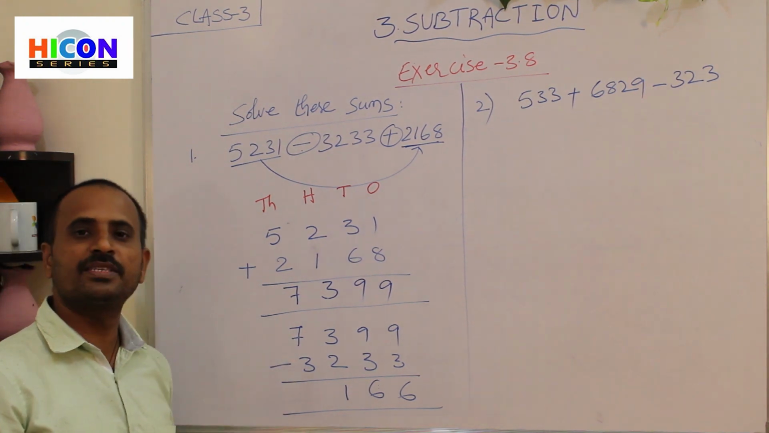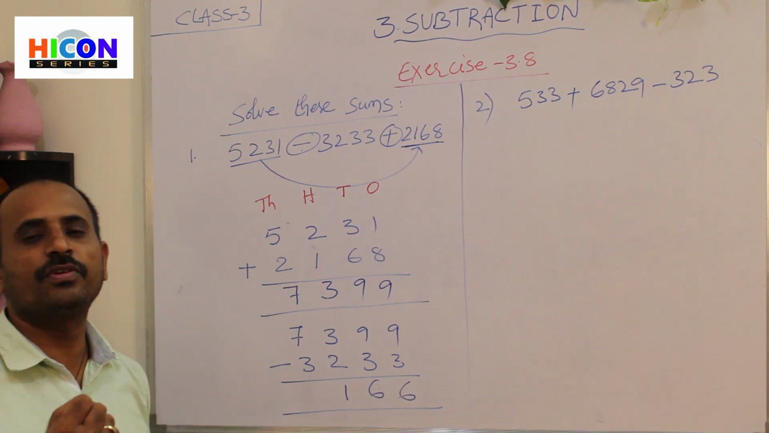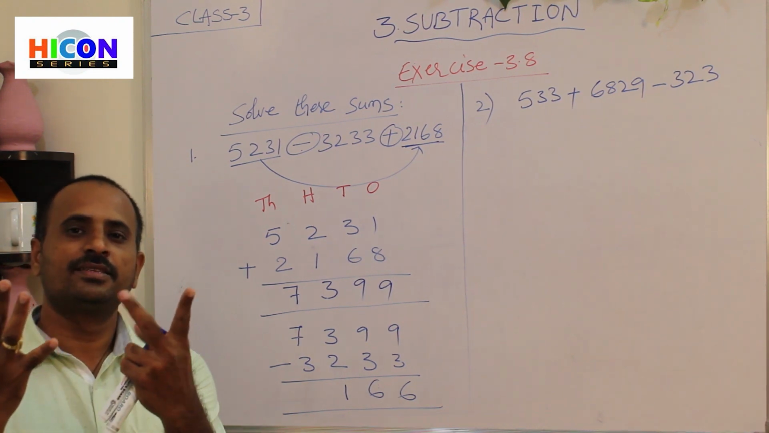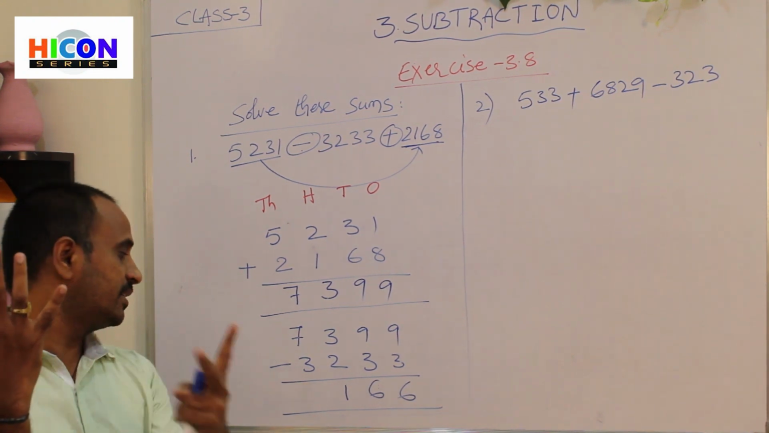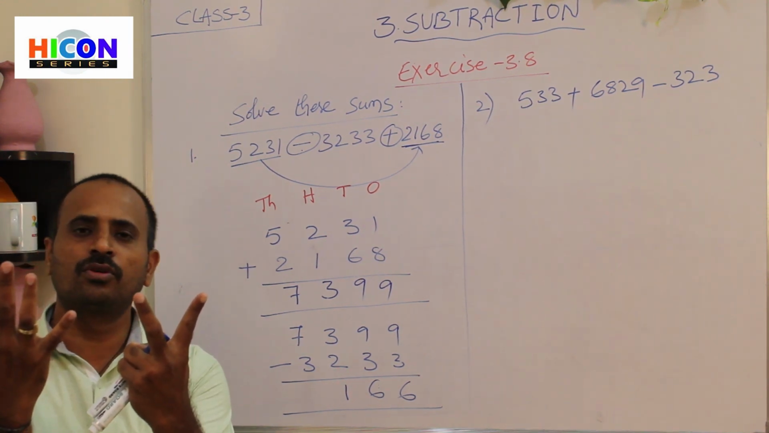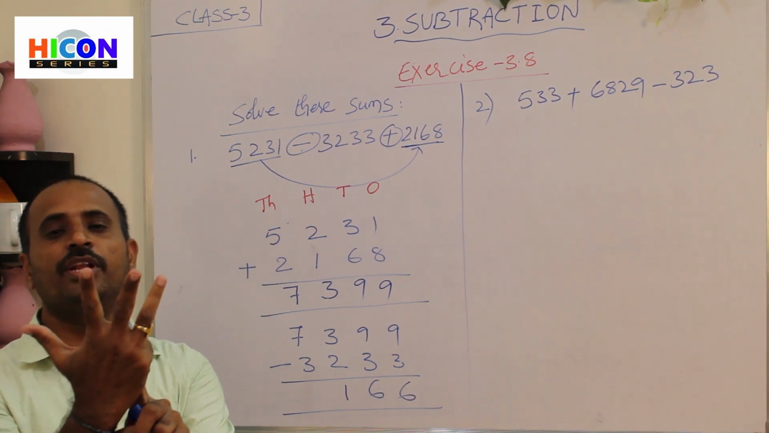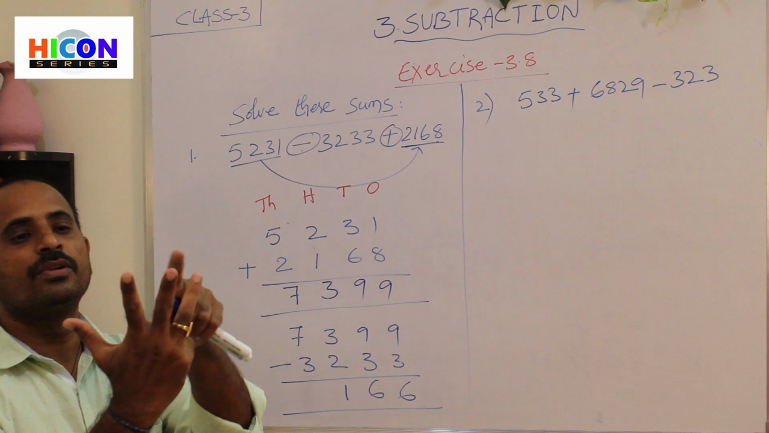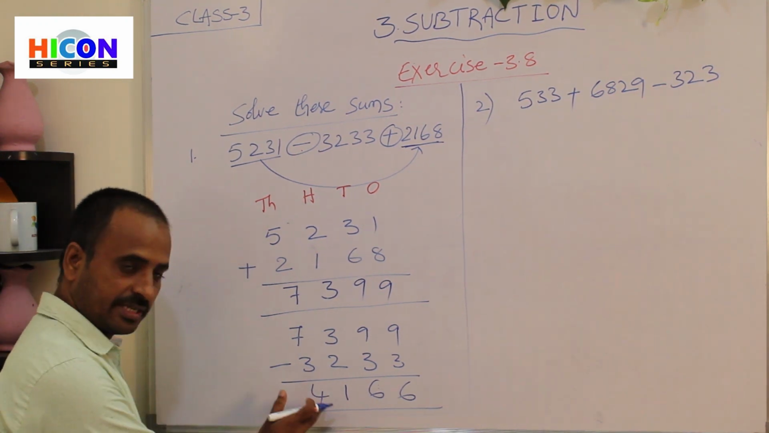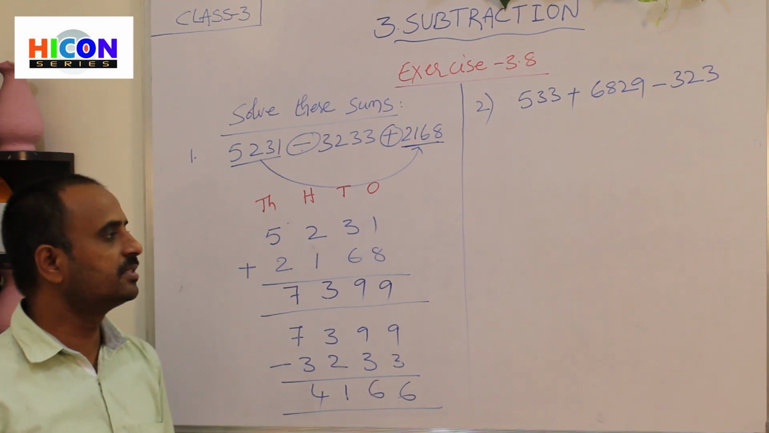7 and 3 are present in thousands place. What is the first number? 7. So open 7 fingers of your hand. 1, 2, 3, 4, 5, and 6, 7. These are the 7 fingers. And what is the second number? 3. Close 3 fingers among these 7 fingers. 1, 2, 3. Children, I have closed 3 fingers. How many fingers are there remaining? 1, 2, 3, 4. So write 4 here. So children, this is the final answer: 4,166. This is the final answer.